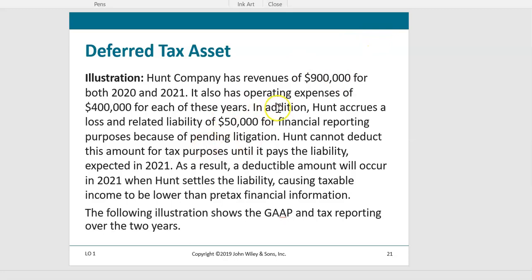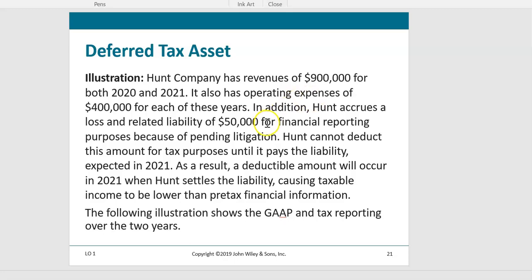Remember, we talked about how companies have to set up, even if they're not making the cash payment, if it's very likely the company is going to have to pay out, and it relates to something that happened this year, the company records an accrued payable and a loss this period. But tax rules are more based on cash that's paid or received. The company cannot deduct this amount for tax purposes until it actually pays off that liability expected next year. So there's going to be a deductible amount that will occur in 2021.